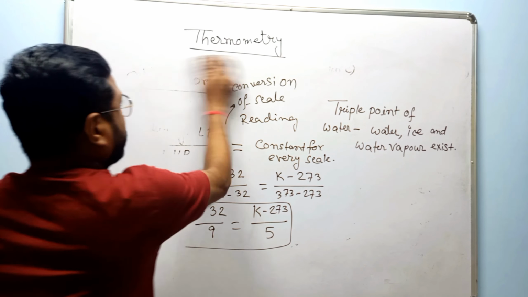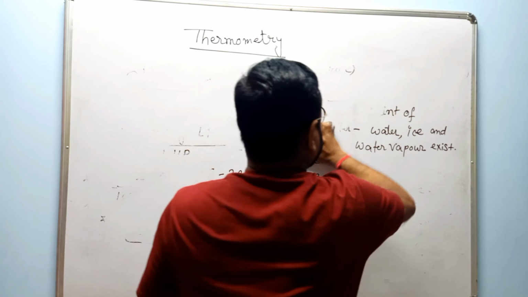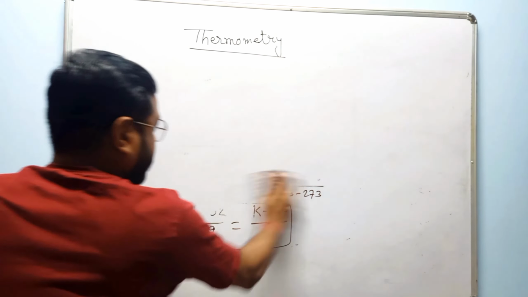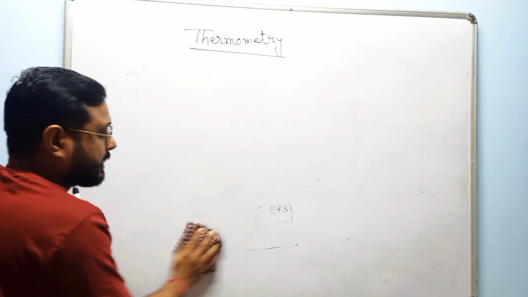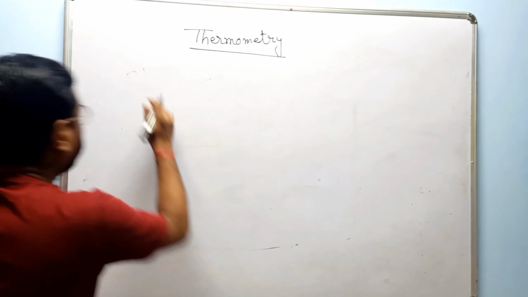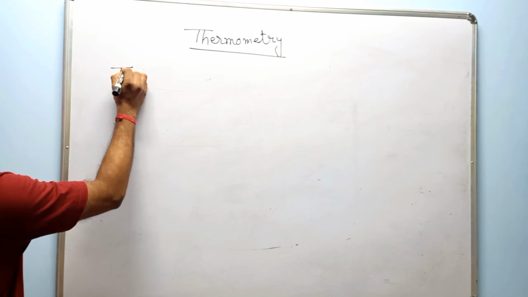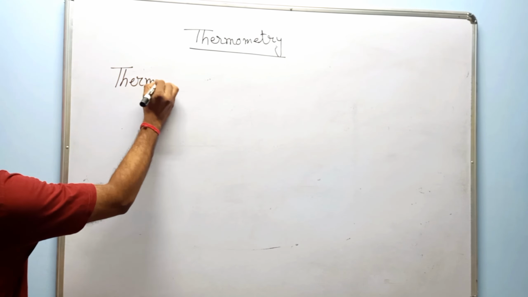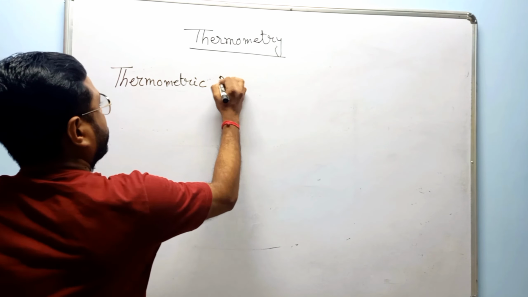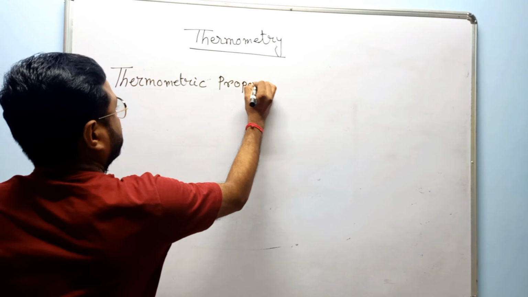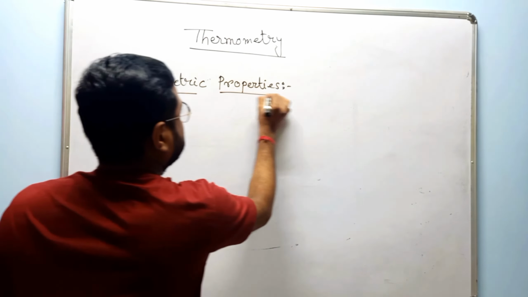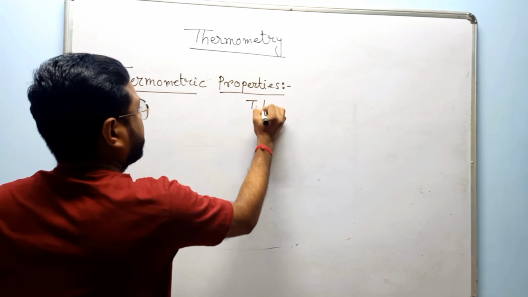Okay. Next we go with thermometric properties. The instrument in which temperature is measured is called a thermometer. So now we go with thermometric properties, that is TP.